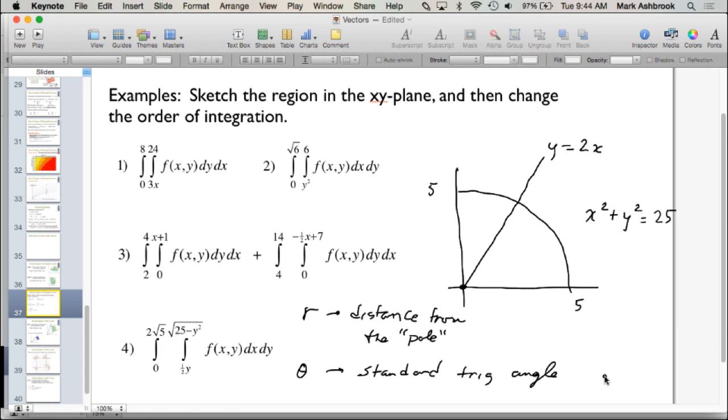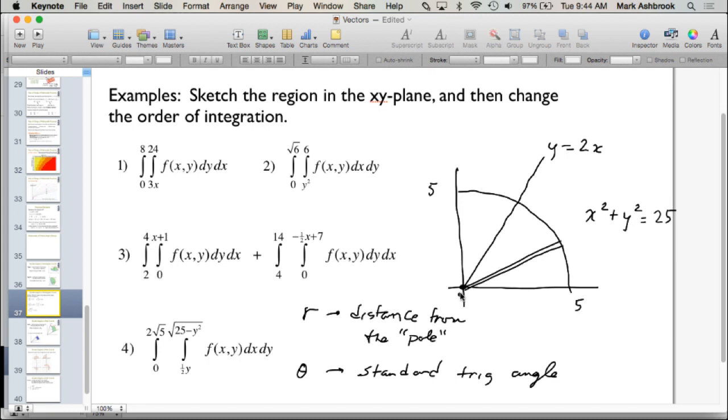So rather than bottom to top, left to right, bottom to top, now we're thinking inside to outside. It's kind of like our strip is like this. So inside to outside, and then starting angle to final angle.